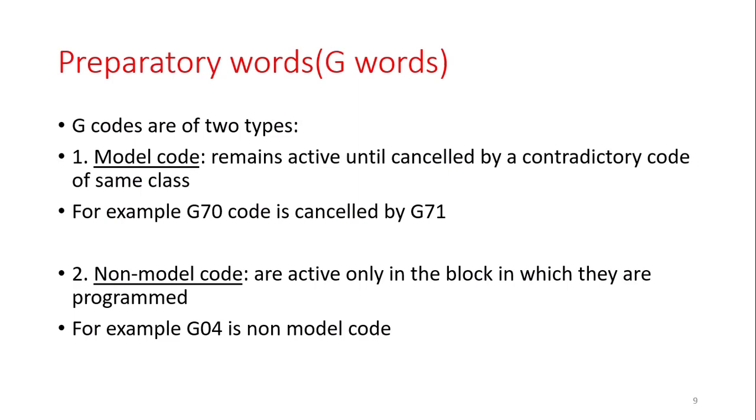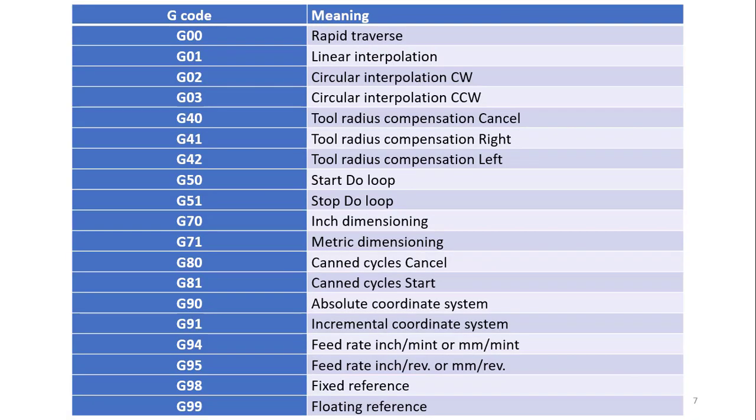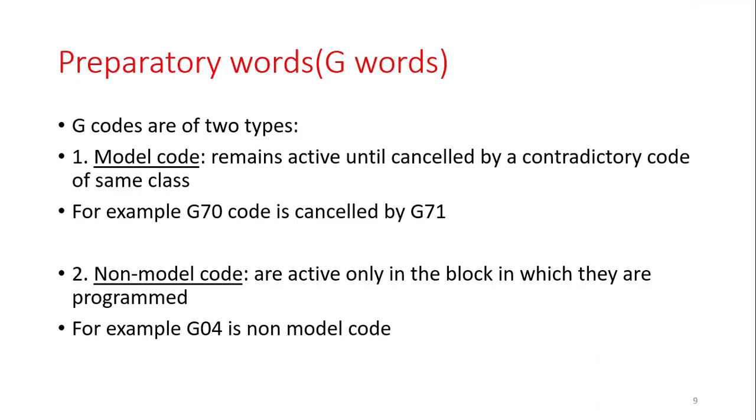Modal codes are those which remain active until cancelled by a contradictory code of the same class. For example, G70 and G71. G70 is called inch, and G71 is metric dimensioning. So it is needed to tell the machine whether you wanted the metric dimensioning or the inch dimensioning. We normally work in metric dimensioning, so I would say G71. But if you wanted to change it, you would say G70, means you need to start it again. Otherwise, it will follow G71. So those codes are called modal codes.